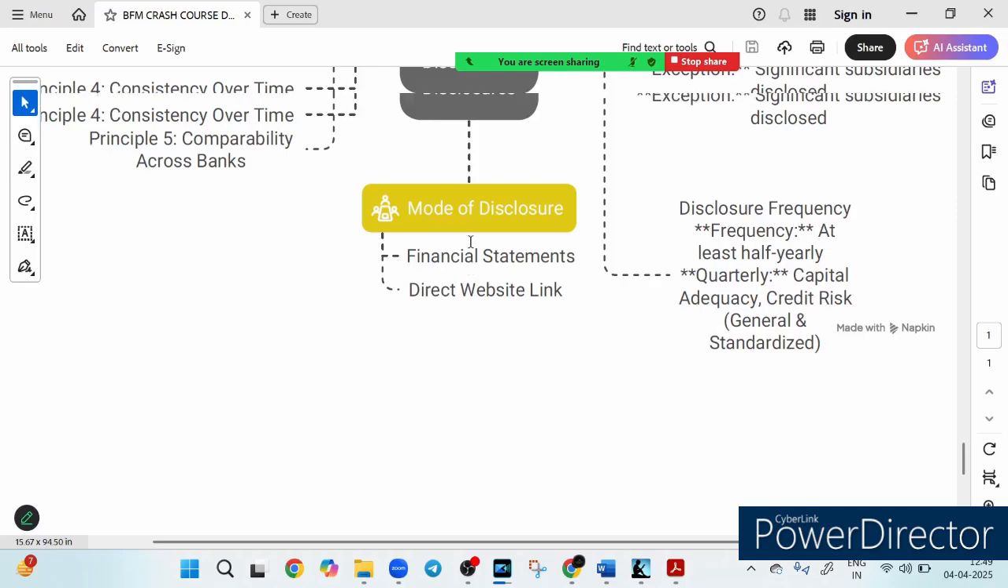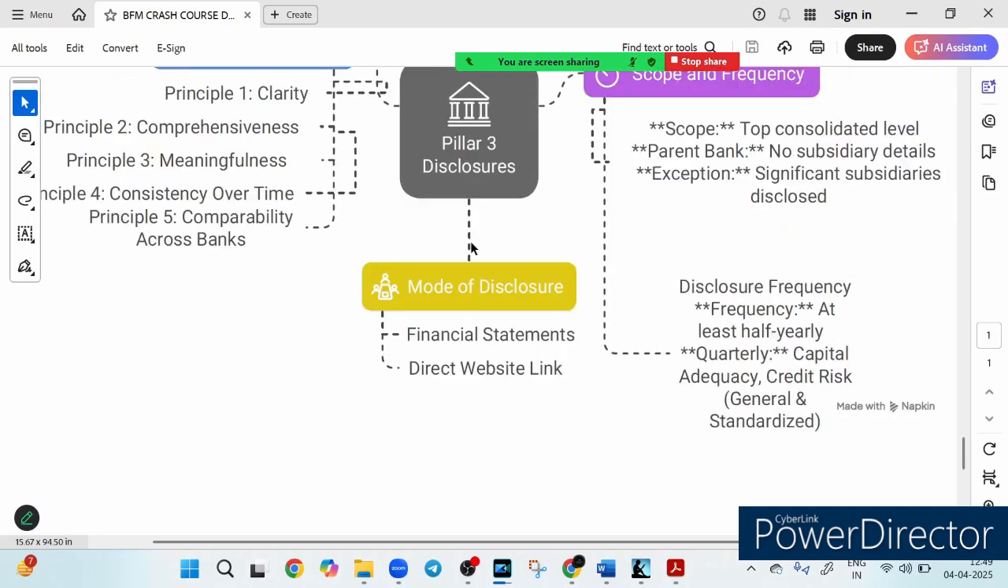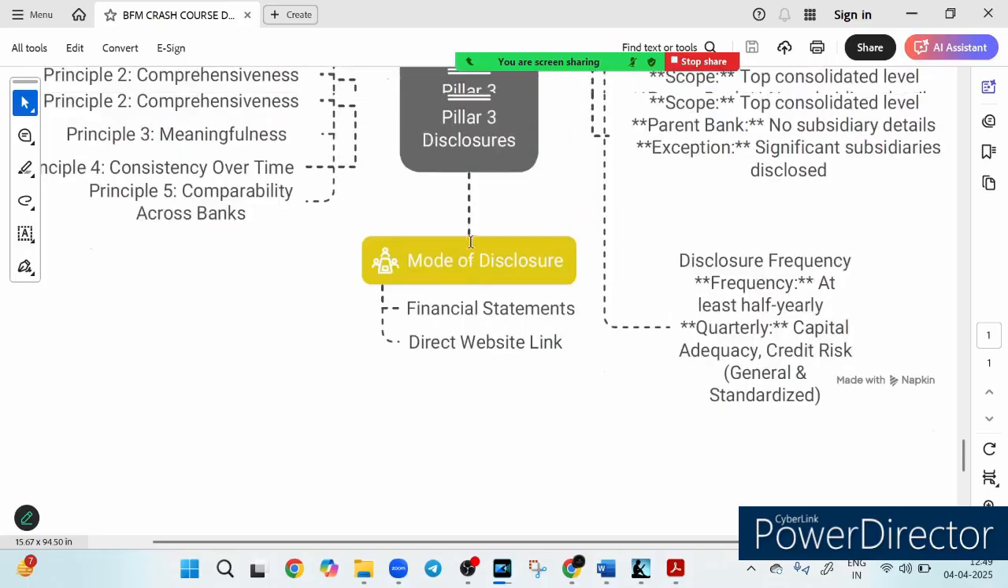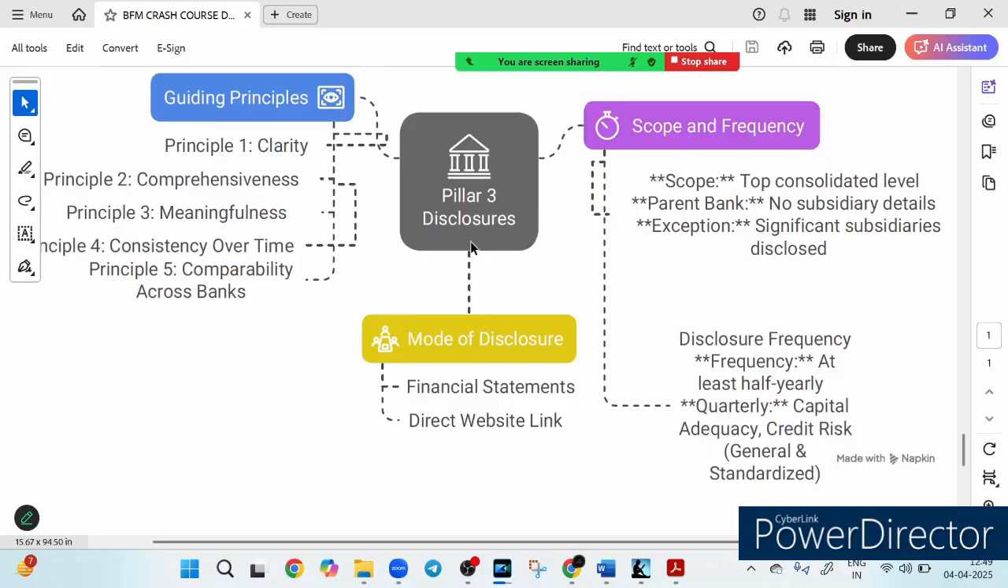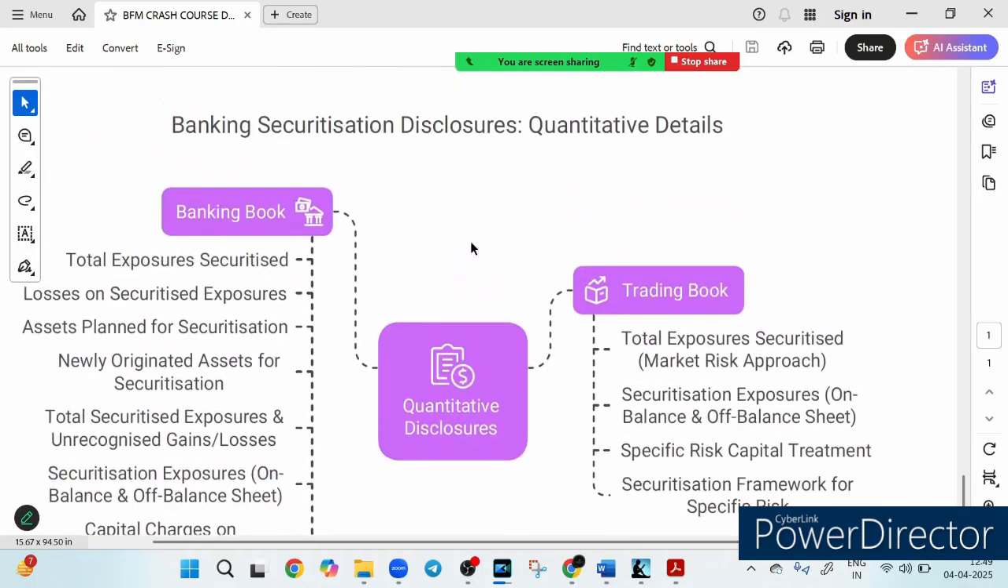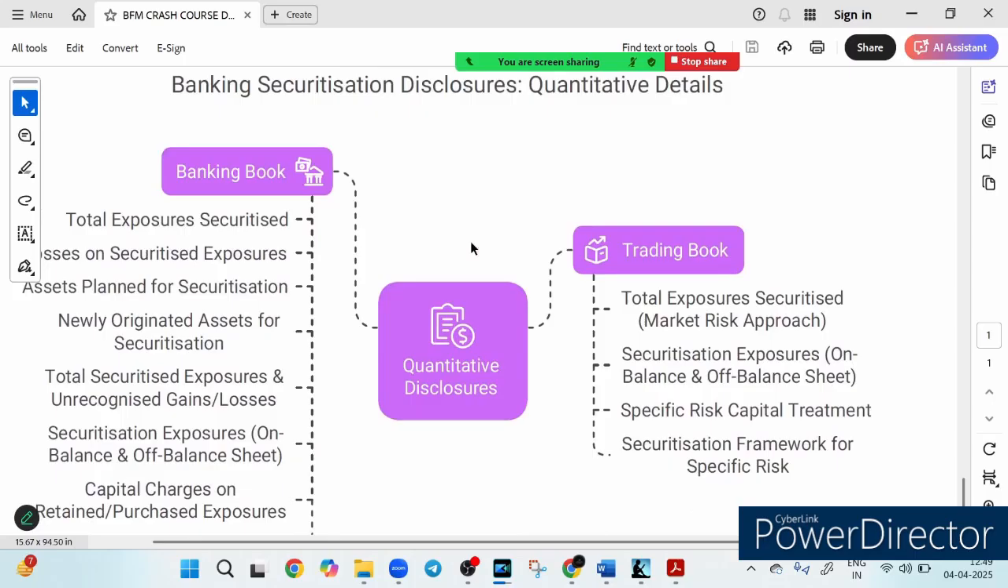So Pillar 3 disclosure acts like a critical link between the bank and the public, ensuring openness, accountability and trust in the financial market. Disclosure should be clear, comprehensive, meaningful, consistent and comparable, so that it helps investors and regulators make informed decisions. Now friends, let's look at this particular slide, and this is super important.